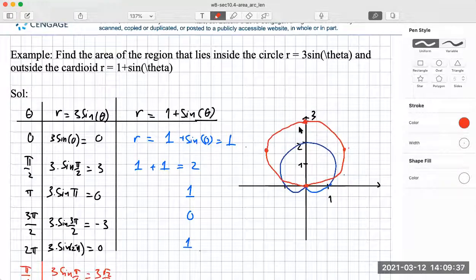These are the graphs of the two functions. And the question is, find the area of the region lying inside the curve r, which is the red one, right?